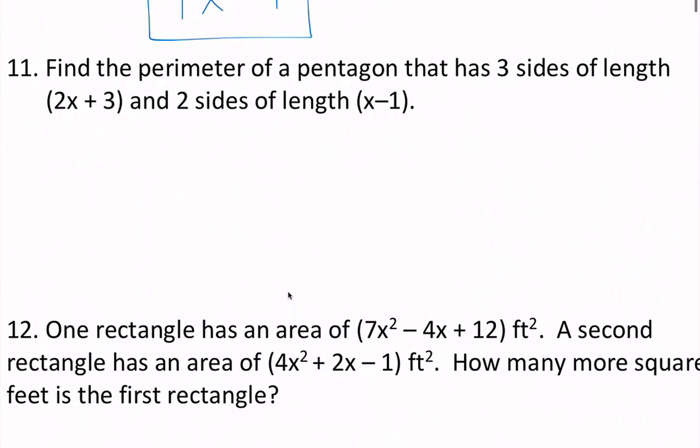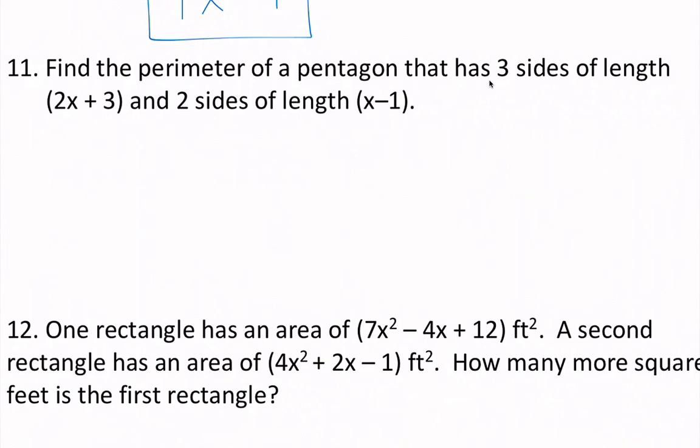Okay, now I need to find the perimeter of a pentagon. It tells me that 3 of the sides are 2x plus 3. 2 of the sides are x minus 1. So I could write 2x plus 3 plus 2x plus 3 plus 2x plus 3. And then add 2 of these guys, x minus 1 plus x minus 1.